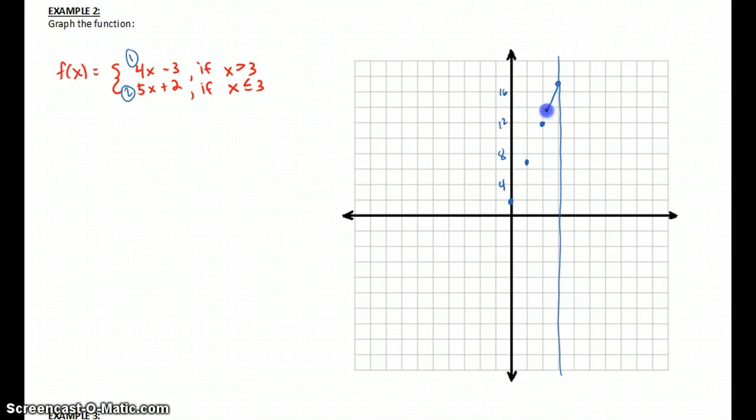And so we can see that we have this line that has a steep slope, and it's graphed on the left side. We don't want to graph it on the right side because we only want this line whenever x is less than or equal to 3.